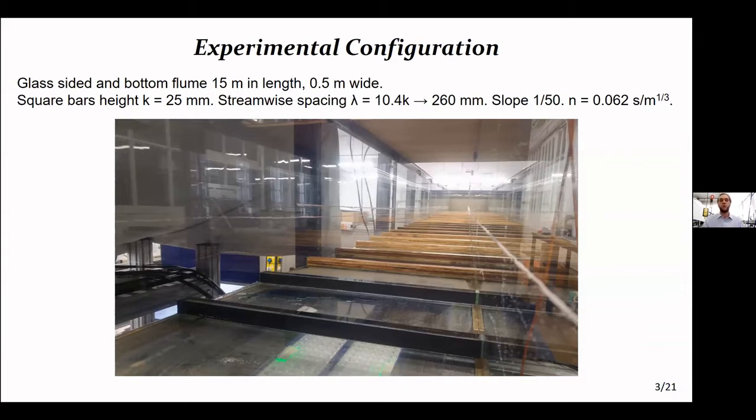The experiments were run in a 15-meter long and half-a-meter wide glass wall flume here in Sheffield. The bars were square, with a side of 25 millimeters and a streamwise uniform spacing of 260 millimeters. The slope was pretty high, 1 in 50, meaning that the flow was naturally supercritical.